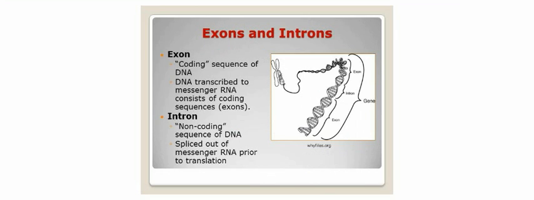And you see in this little schematic here, it's giving you an example of an exon versus an intron. And remember, most of the genetic material, most of the DNA does not code. So the majority are introns, but those that actually code for a protein or a structure within the body are called exons. DNA transcribed to messenger RNA consists of coding sequences of exons only. The intron itself, which is shown in the picture here, is a non-coding sequence of the DNA. And actually, the introns are spliced out of messenger RNA prior to translation.